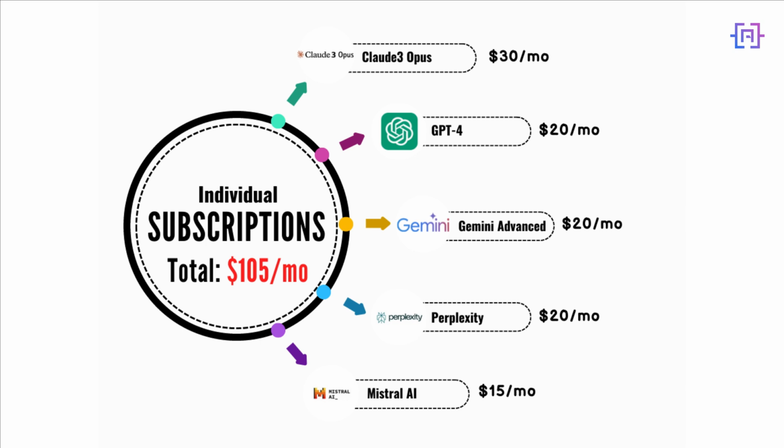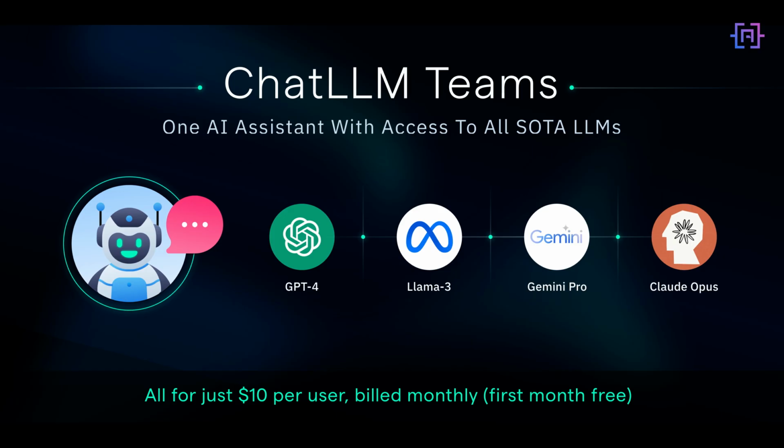Stop overpaying for individual large language models. ChatLLM gives you all the top AI models for just $10 a month. Access to Llama 3, Claude, Gemini, GPT-4o, and more, all in one place. Build powerful AI apps, analyze data, and streamline your workflow without breaking the bank. Switch between models easily and unlock the full potential of AI.